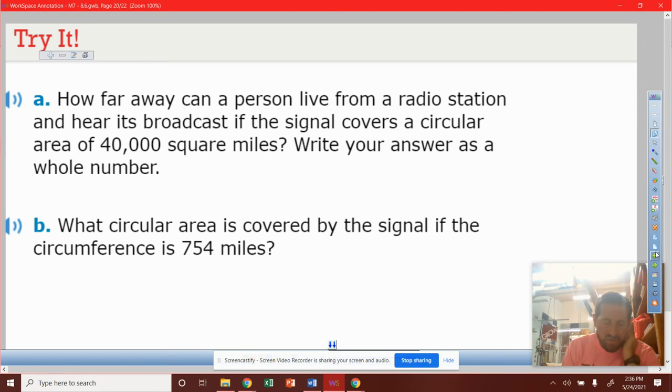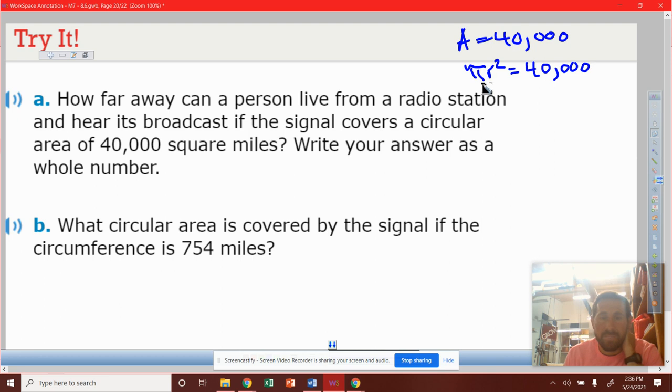All right, these are pretty cool questions if you ask me. How far away can a person live from a radio station and hear its broadcast if the signal covers a circular area of 40,000 miles? So area equals 40,000 miles, and we know area equals pi r squared. So we can work backwards and find the radius, and that's how far someone could be away from that radio station. You have to be within that radius.